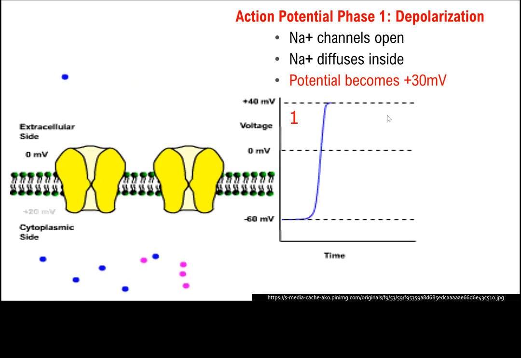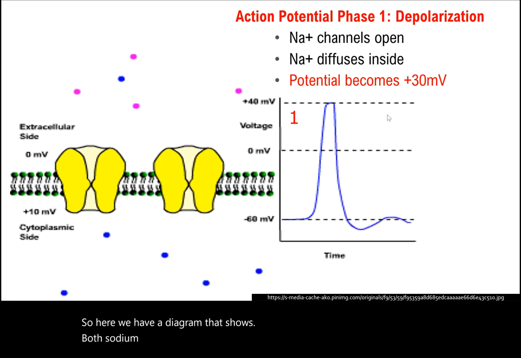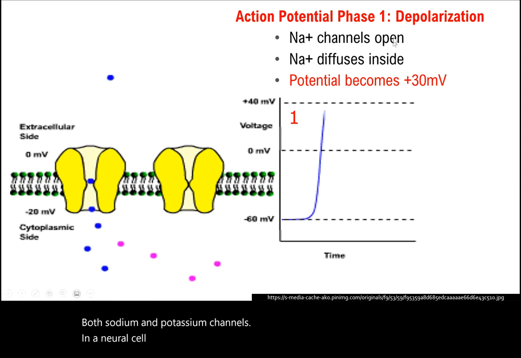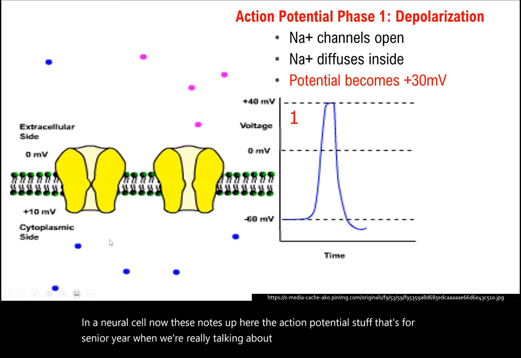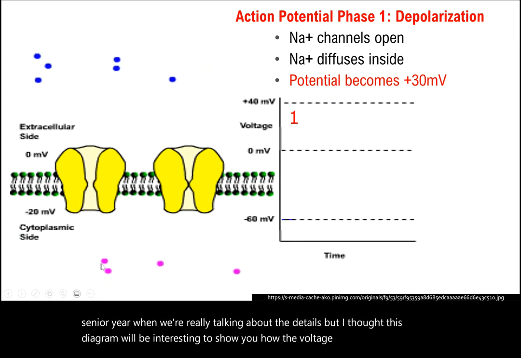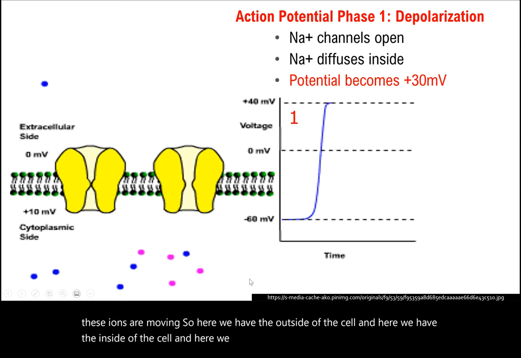So here we have a diagram that shows both sodium and potassium channels in a neural cell. Now, these notes up here, the action potential stuff, that's for senior year when we're really talking about the details. But I thought this diagram would be interesting to show you how the voltage changes, right, when these ions are moving. So here we have the outside of the cell, and here we have the inside of the cell, and here we have these protein channels.